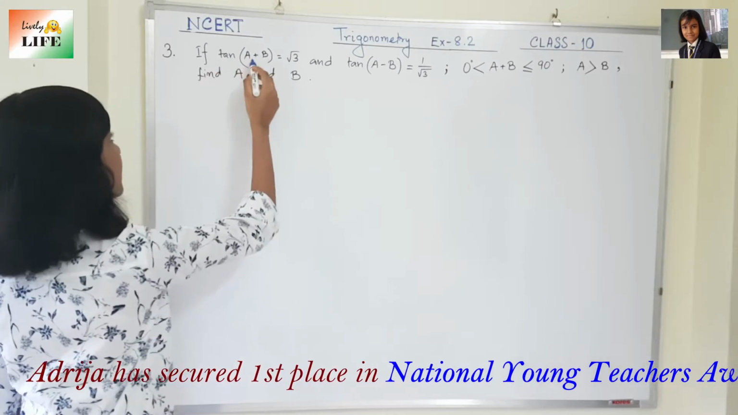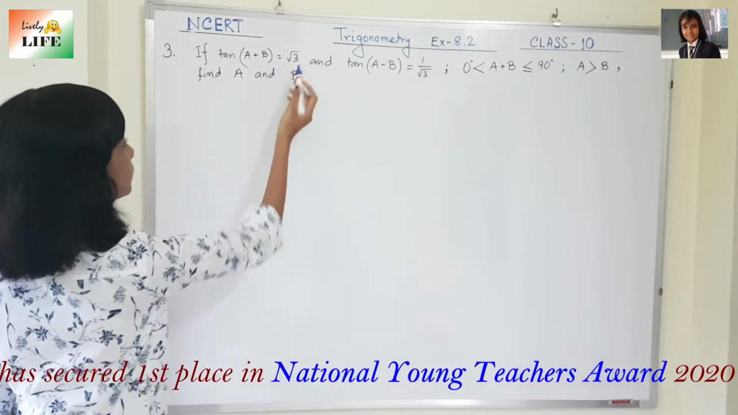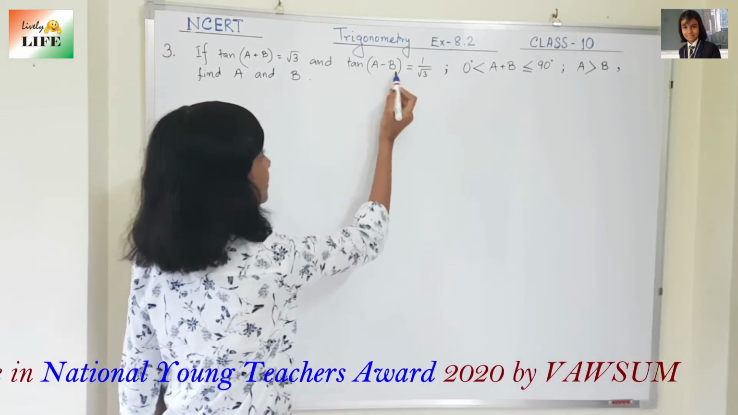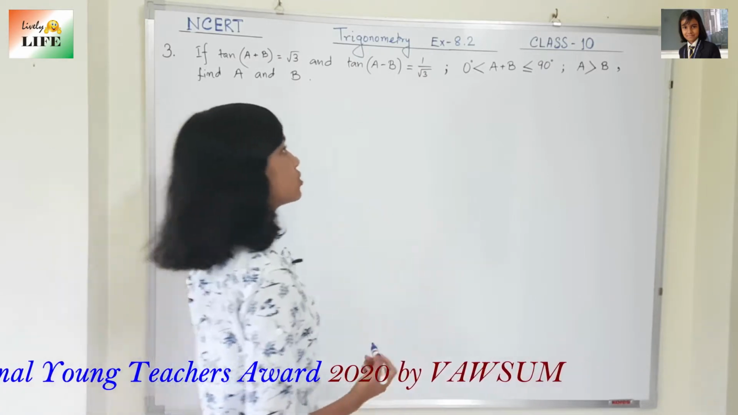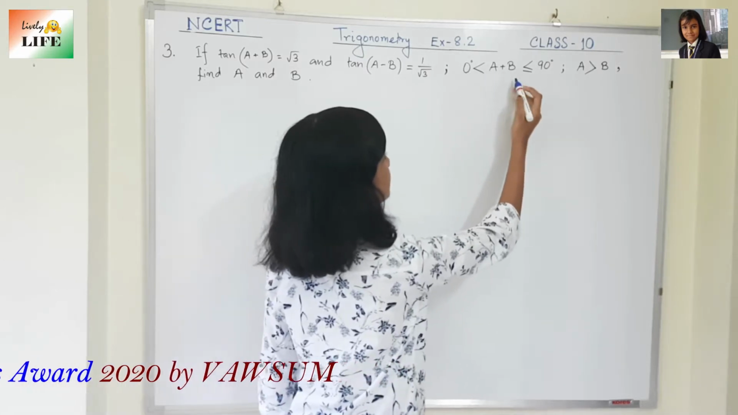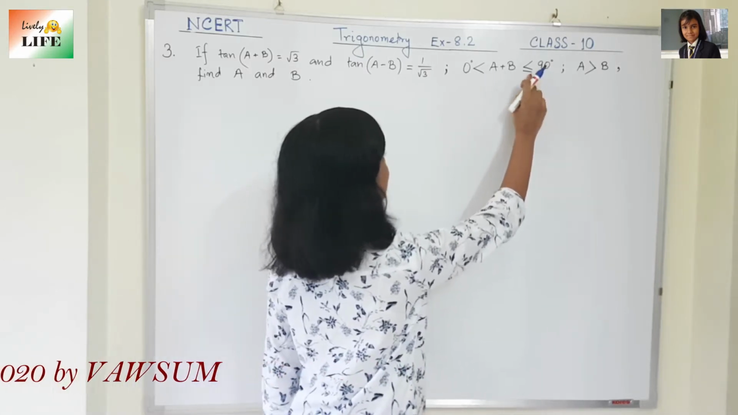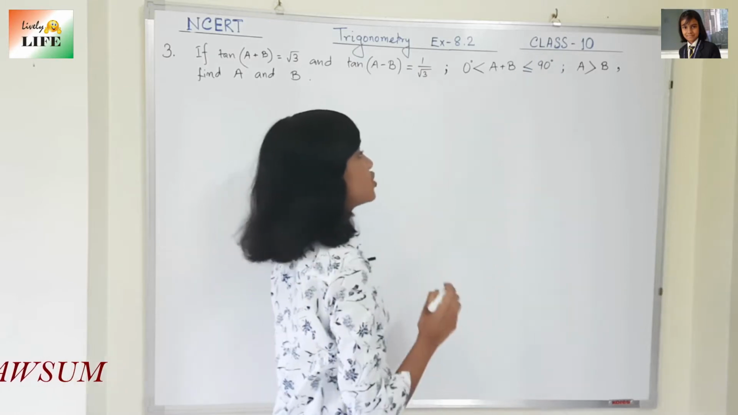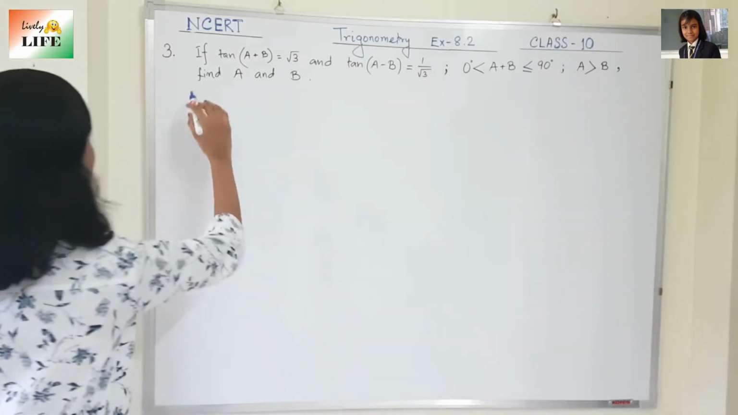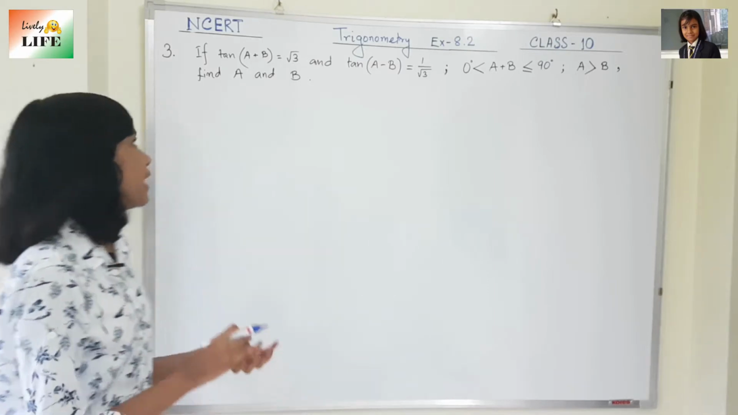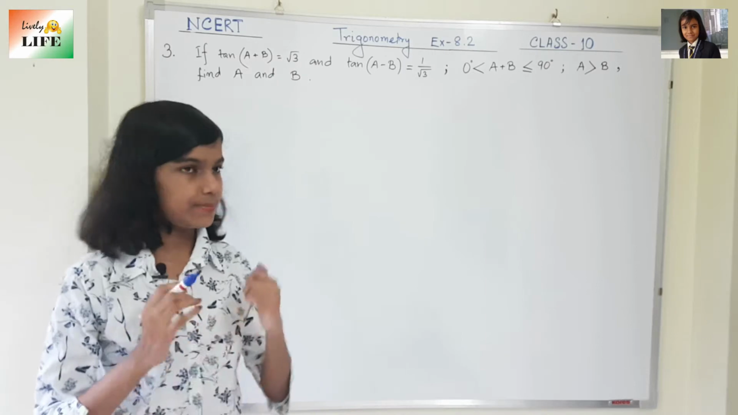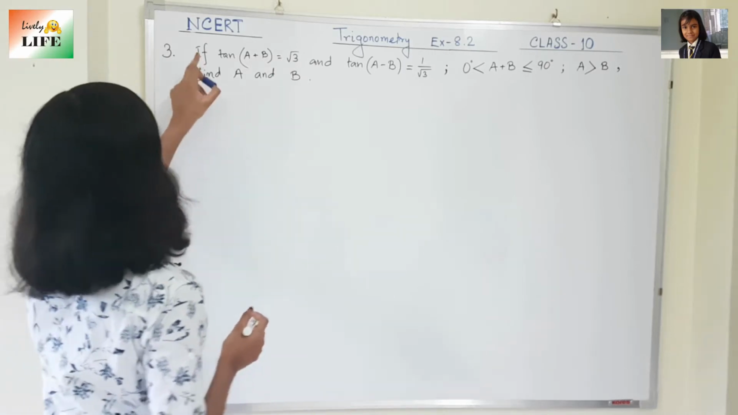If tan(a + b) is equal to root 3 and tan(a - b) is equal to 1 by root 3, and 0 degree is less than a plus b is less than or equal to 90 degree, and a is greater than b, find a and b. So we have to find the angle a and angle b, the values of angle a and b. Okay. So what is given?